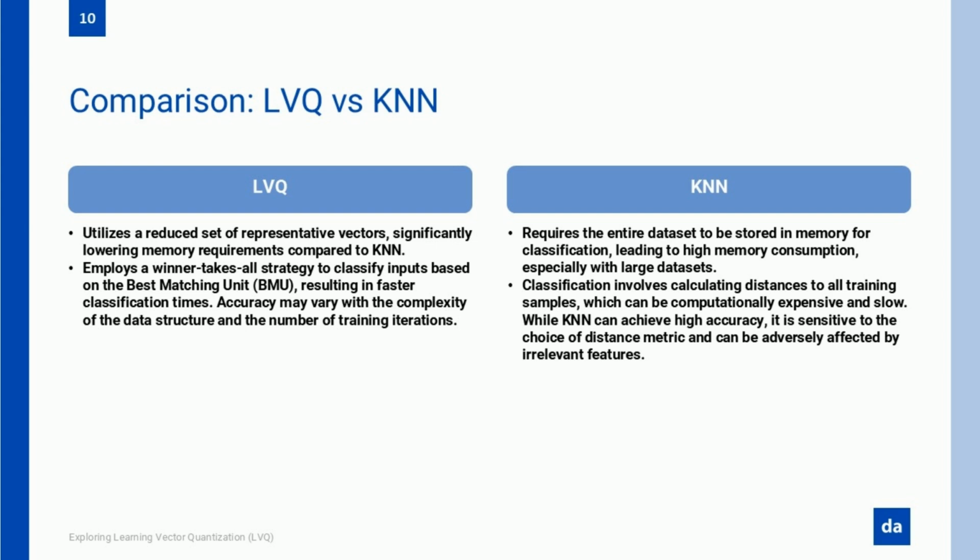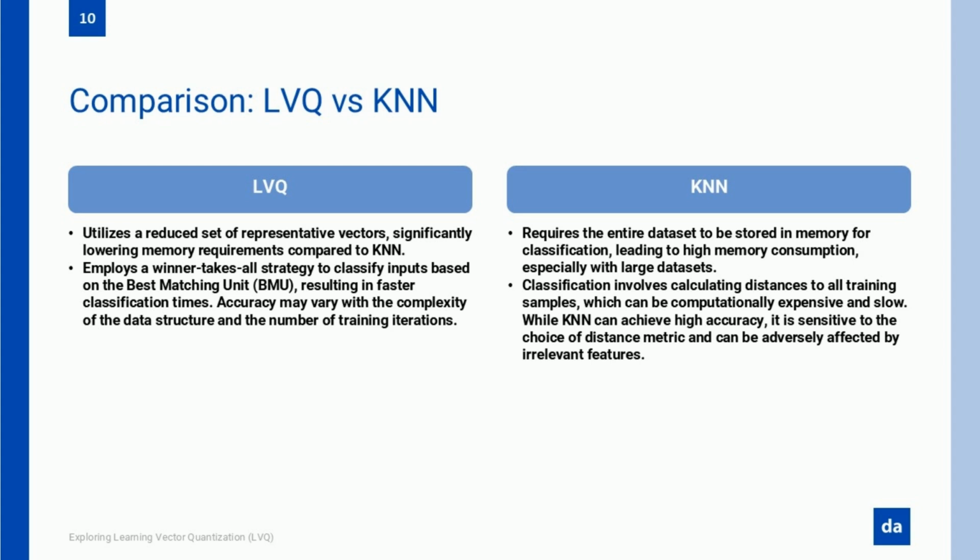But what about accuracy? Here's where it gets interesting. If KNN has a huge data set and the right distance metric, it can be very accurate, but at the cost of speed and memory. LVQ, on the other hand, needs proper training and tuning to reach high accuracy. If the learning rate is too high or the number of representative vectors is too low, it might struggle. But once fine-tuned, LVQ delivers competitive accuracy with way more efficiency.